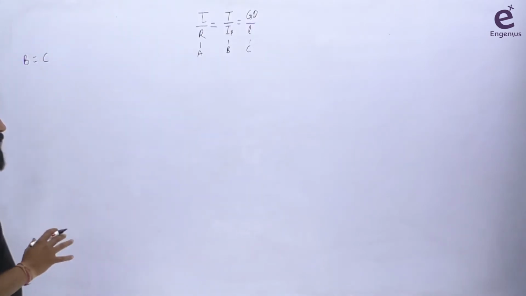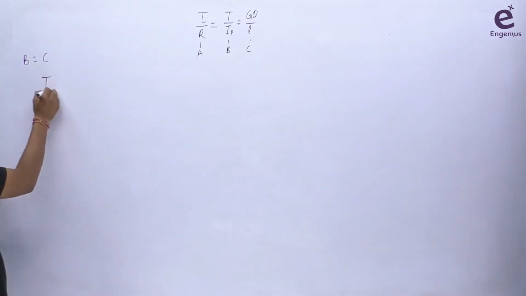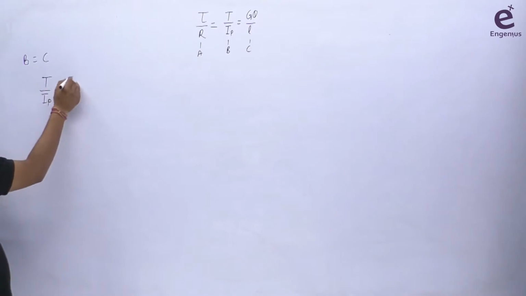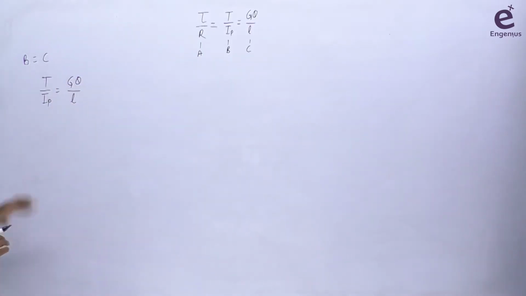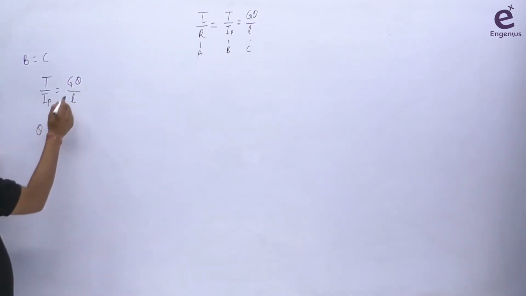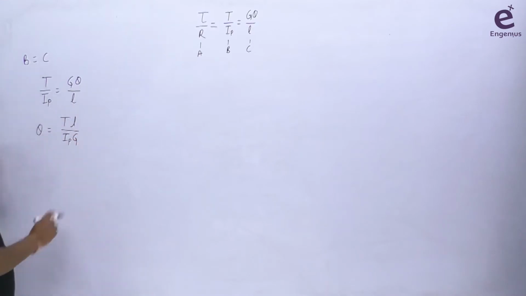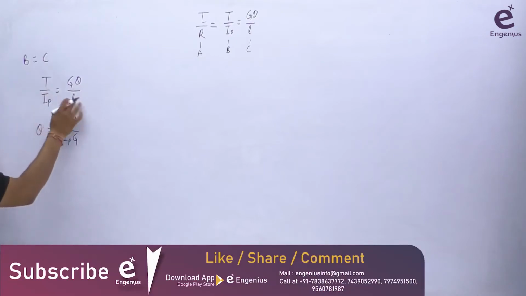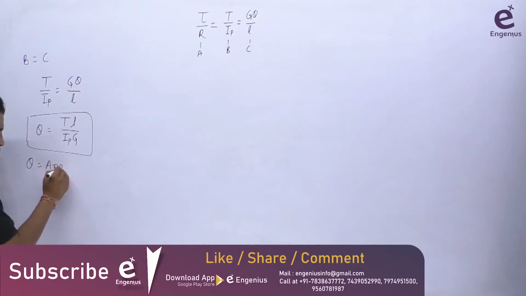So in this case, when I'm saying there is T by IP equals to G theta by L. Now here, first of all, I will define one term before going to the main term. So I'm saying theta. For the theta, you can write this is TL by IPG. Theta I'm saying TL by IPG here. In this case, obviously I defined that theta is the angle of twist.